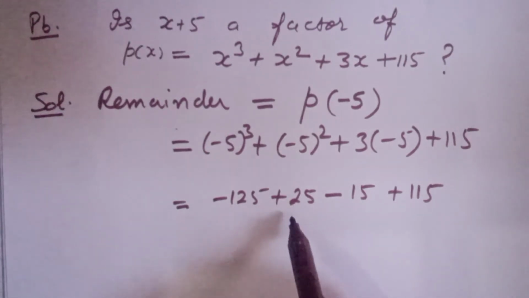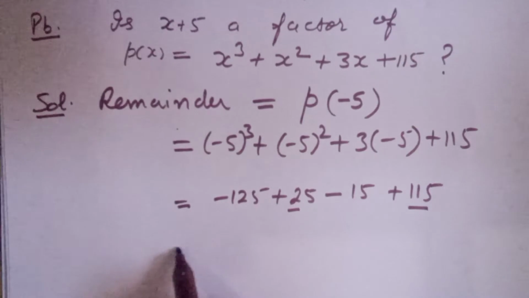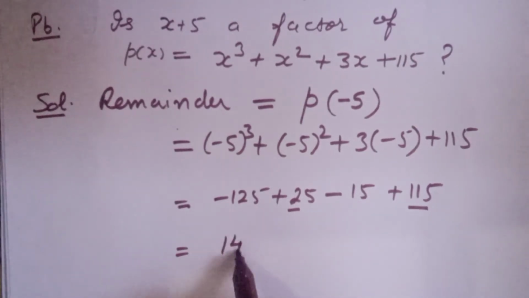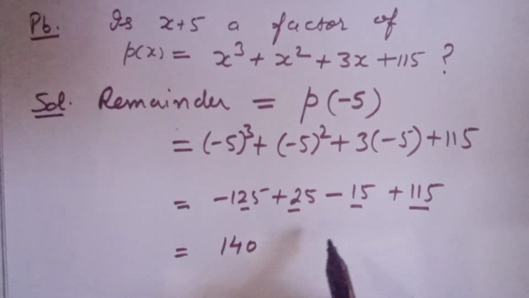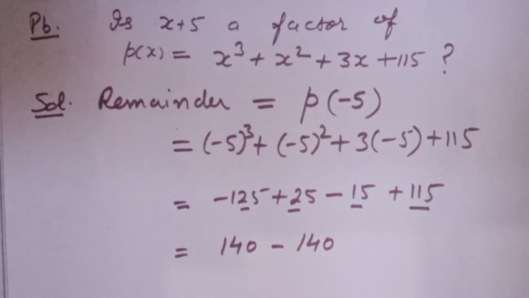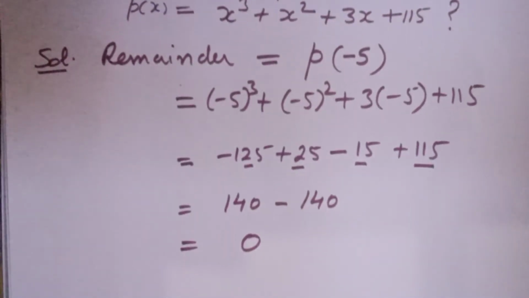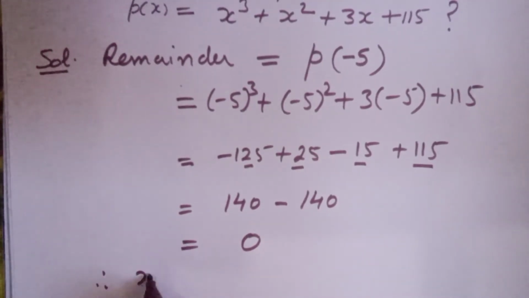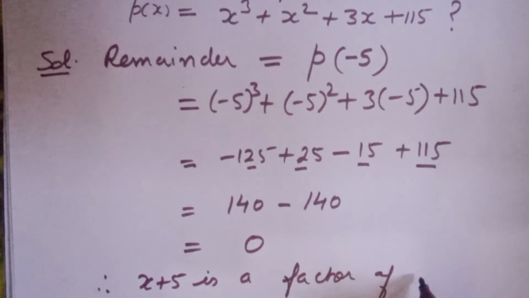So the plus numbers are 25 and 115. This gives you plus 140. The minus numbers are 125 and 15. So this also gives you 140. So the remainder is coming out to be 0. The remainder is 0. Therefore, x plus 5 is a factor of p(x).